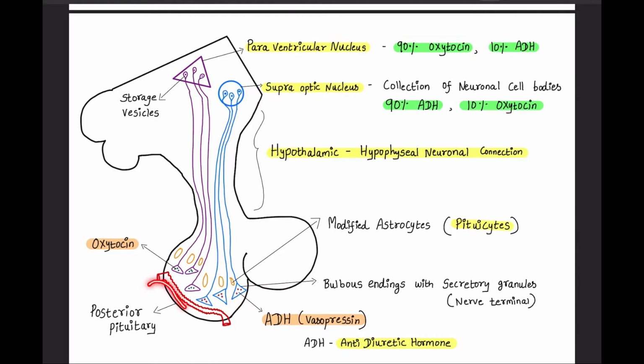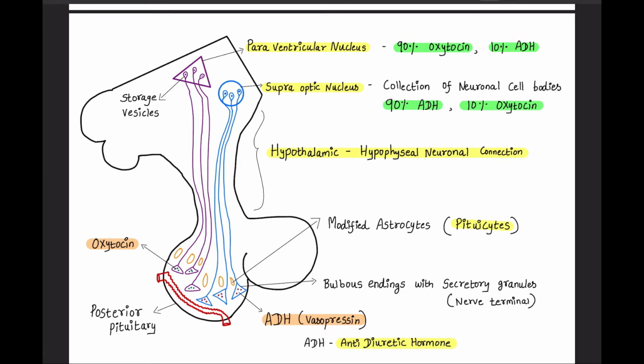This is the capillary which connects to the circulation. So the ADH hormone is synthesized in the supraoptic nucleus, and it is released from the bulbous ending. So you can say in the hypothalamus the ADH hormone is synthesized, and in the posterior pituitary gland the ADH hormone is released into the circulation.